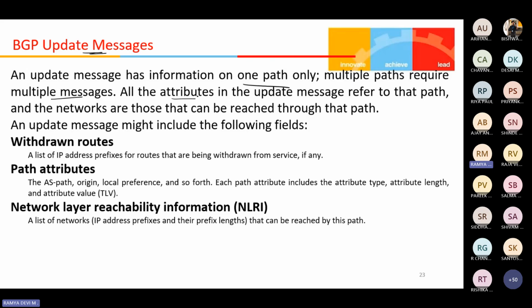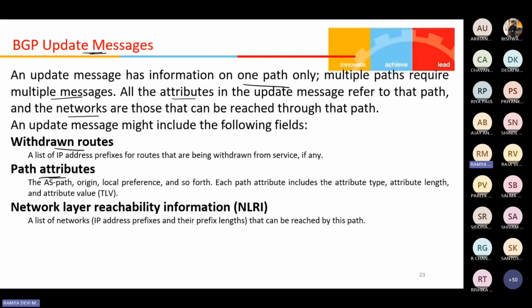So all the attributes in the message will be applied to the single path. The networks listed are those reachable via that path. The fields in the update message are, first, withdrawn routes. Whatever IP prefixes for the routes being removed from service will be placed there. If no routes are withdrawn, the field will be empty. Then the second thing is the path attribute, the characteristics of the advertised path.